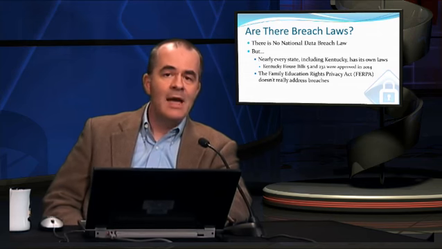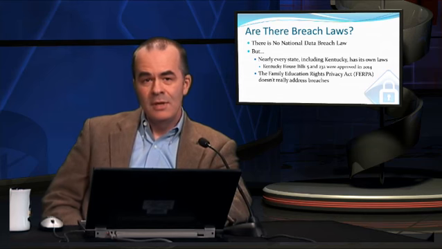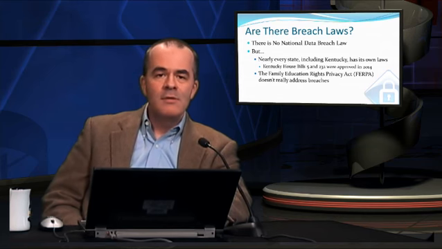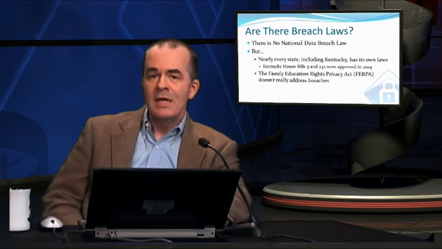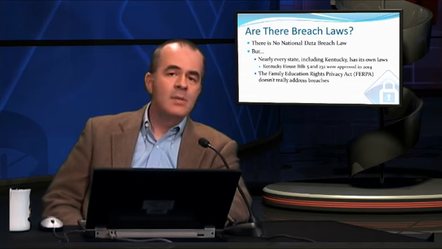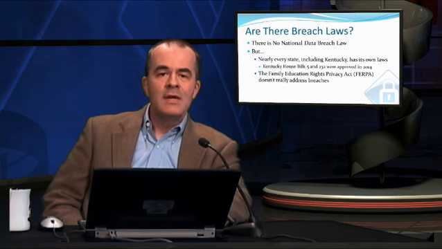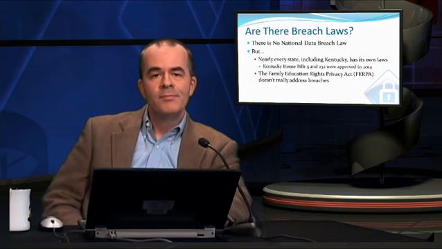KRS 61.932 sort of includes everything that was in House Bill 5. It addresses the safety and security of personal information held by public agencies and requires public agencies and non-affiliated third parties, like any sort of vendor or contractor that may have a contract with the state, to maintain and update security procedures and practices. This includes taking any appropriate corrective action to safeguard against security breaches.